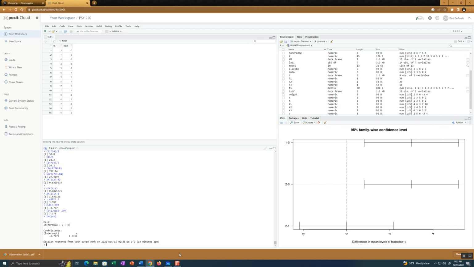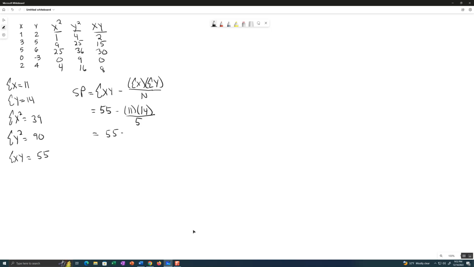It's free, it's very versatile, and it does lots of calculations. And I do the calculations here, which is mainly 14 times 11. That's 154 divided by 5. So we get 30.8. So back here, 30.8. That gives us 24.2 for SP.